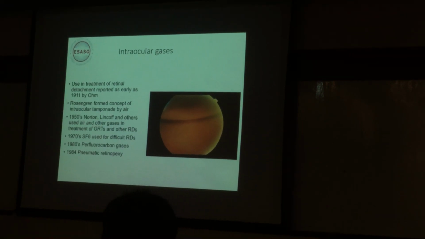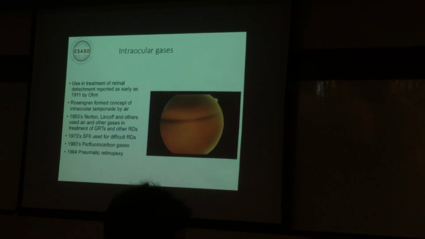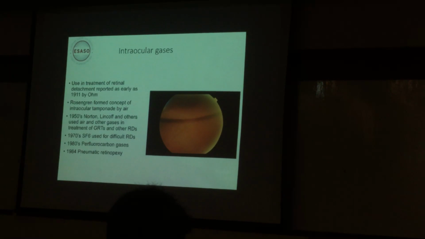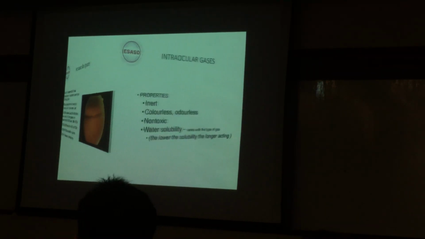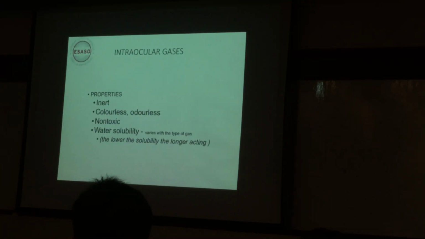Okay. In the 1970s, SF6 was found to be a useful short to medium acting gas for difficult retinal detachments. It was in the 1980s that the longer acting gases were found to be suitable, and these are the perfluorocarbon gases. And that's around the time when pneumatic retinopexy was touted as an alternative to scleral buckling in the treatment of retinal detachment, just by injecting a bubble of gas into the eye.